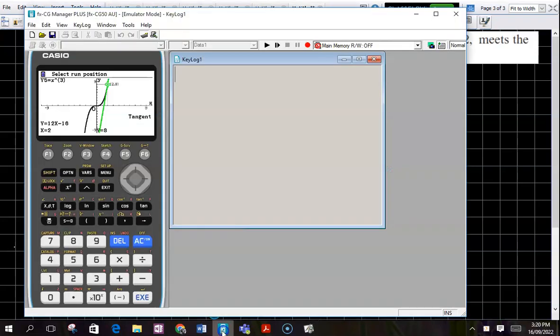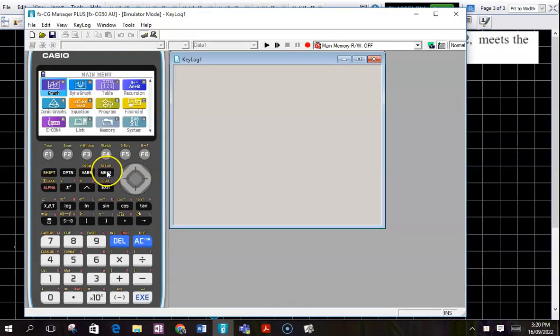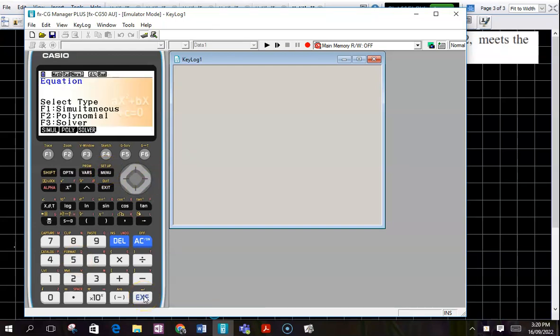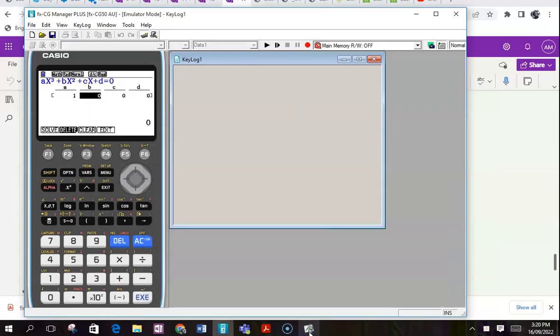So when I go to my calculator, I go menu. Oops, don't go to 5. When I go menu, equation, polynomial, degree 3, 1, 0, negative 12 and 16. I'm not surprised that we get 2 and negative 4.